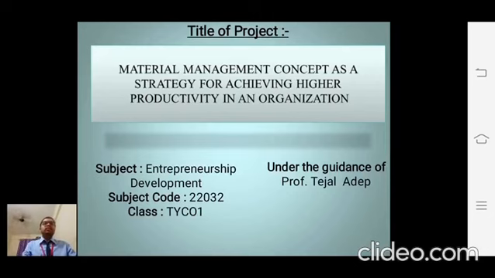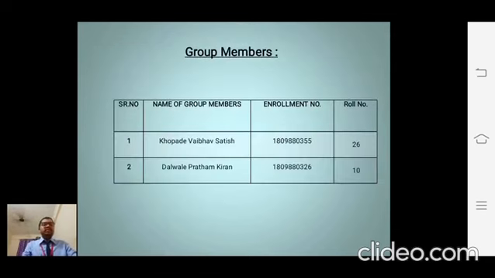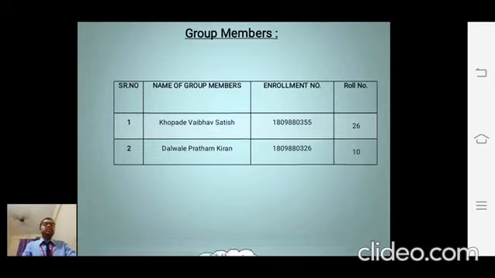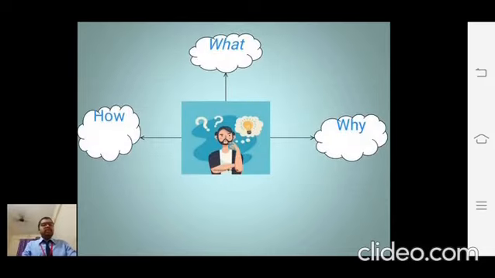We are here for one session on material management as a strategy for achieving higher productivity in an organization. This project is done by two members under the guidance of Professor Tejal ma'am. The first one is me and the second one is Dalwale Pratham Kiran. So for today's session, our topic is material management for higher productivity in an organization.